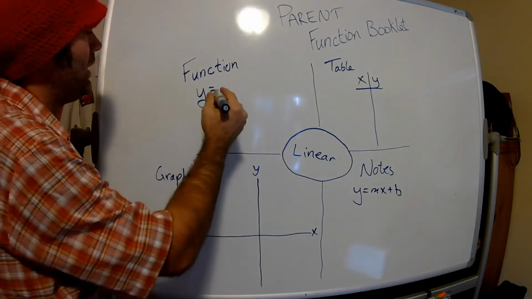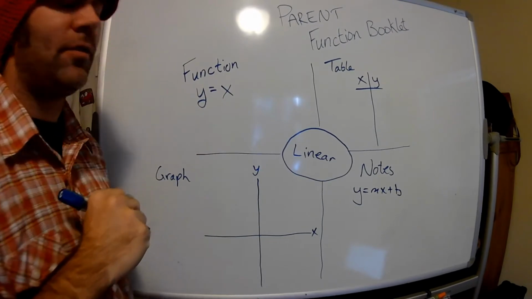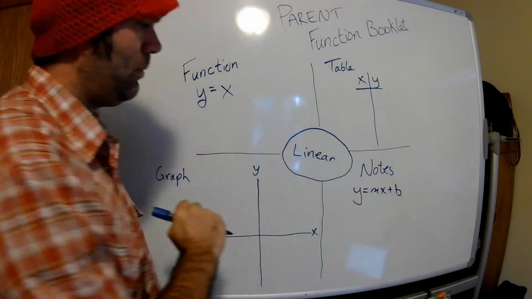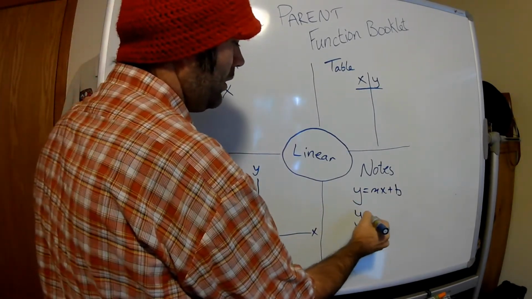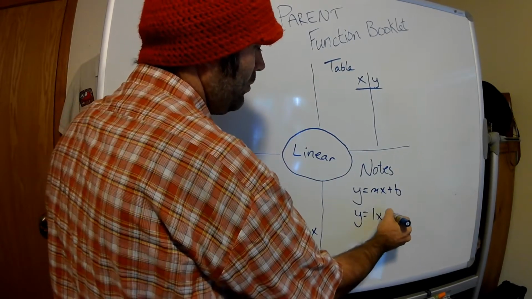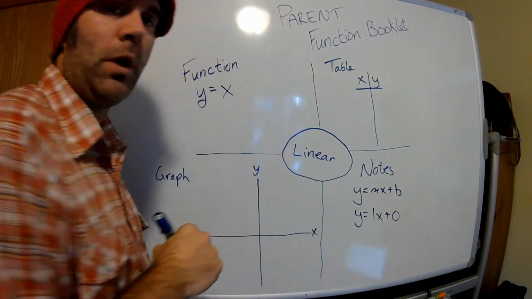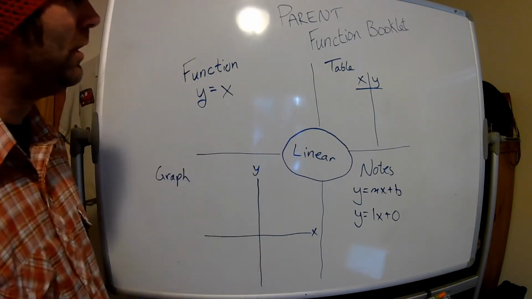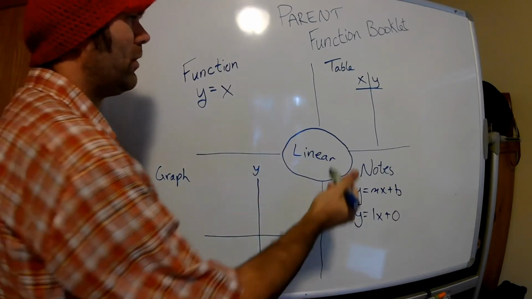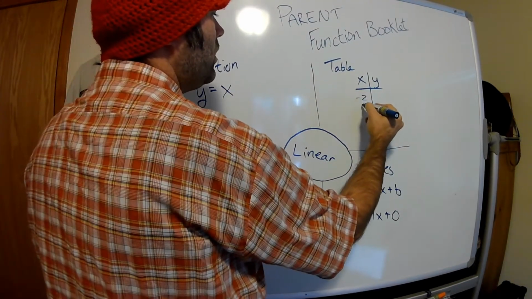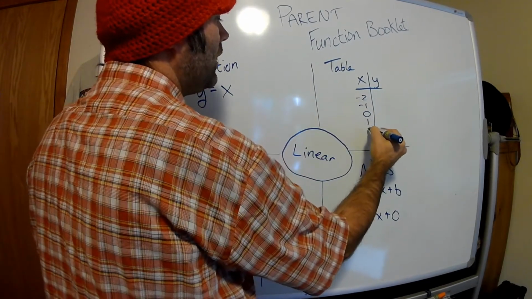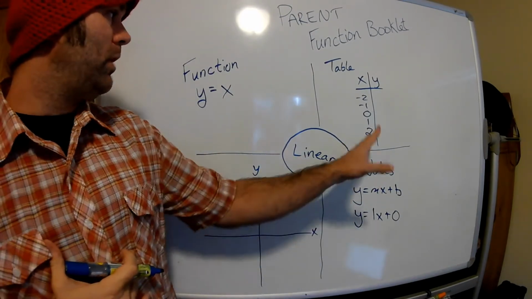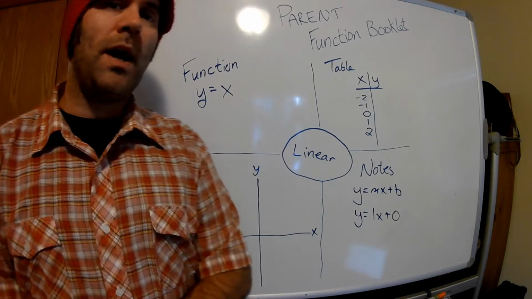So mx plus b, we should be familiar with that. The function here, y equals x, is the parent function. If we wanted to rewrite it in this form, it would be y equals 1x plus 0. So that's our mx plus b form. So this is our function. We want to go ahead and make a table. Let's pick a few numbers: -2, -1, 0, 1, and 2. I'm picking some basic numbers for x. We're going to plug them into the equation to see what y equals.